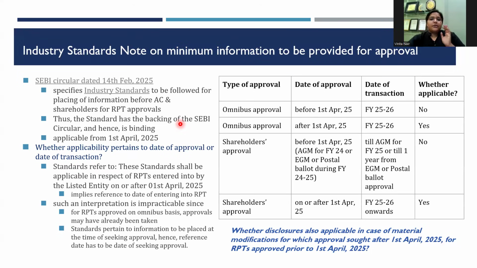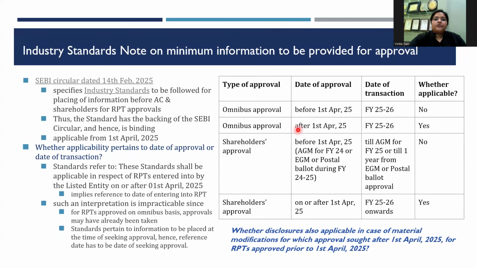And therefore, in our view, this applies to the approvals that are taken either from the audit committee or from the shareholders on or after 1st April 2025. So accordingly, suppose the omnibus approval was already taken before 1st April, considering most companies take it in the last quarter of the financial year. In that case, even though the transaction is being undertaken after 1st April, this circular will not have an impact.